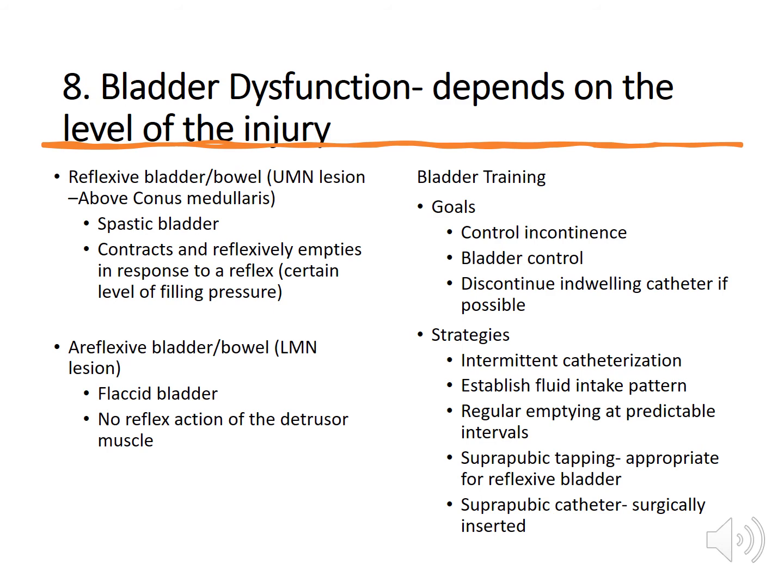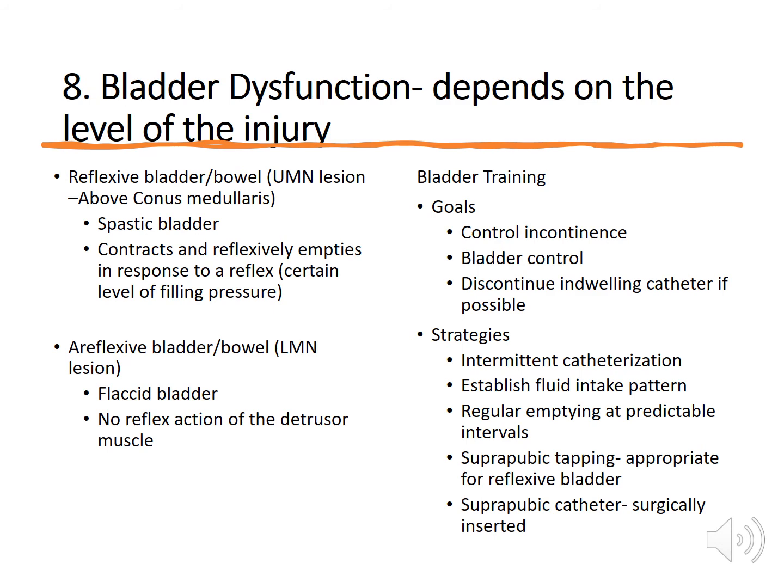Then we have the areflexive bladder, which happens below the conus medullaris or at the conus medullaris or the sacral segments. This would make it a lower motor neuron lesion. So lower motor neuron is going to make that bladder flaccid. Since that bladder is flaccid, there's going to be no reflex action of the detrusor muscle to void that bladder. So this patient would probably require a catheter in order to empty that bladder because the muscle is not being activated due to that flaccidity.